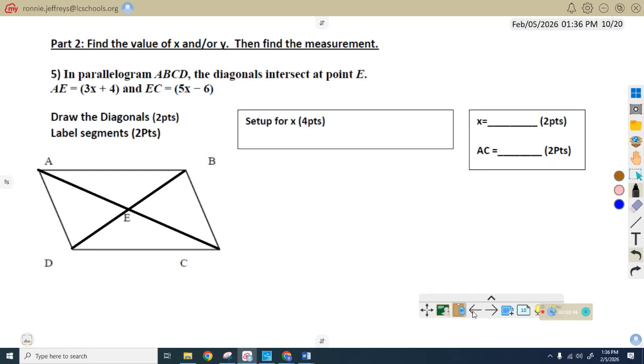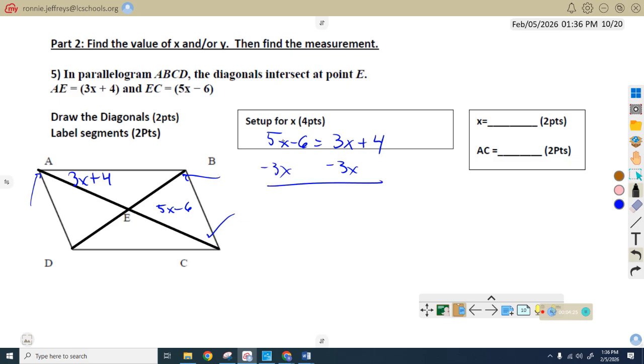Now, number 5, okay? You actually had to draw the diagonals. If you don't know how to draw a diagonal, they don't have to be really straight. Okay? Then you had to label it. And I know some people are like, oh, you're doing too much. Well, some of y'all are doing too little, and you're stealing my oxygen.